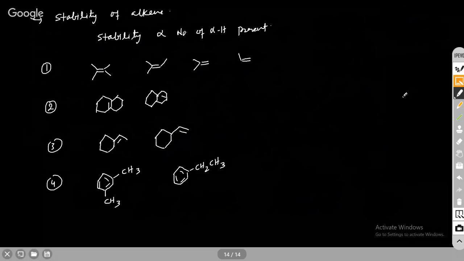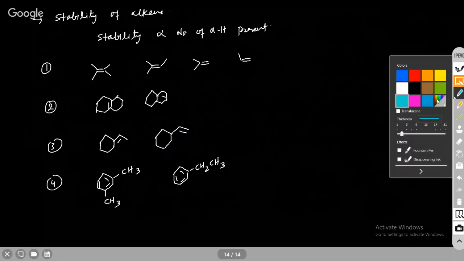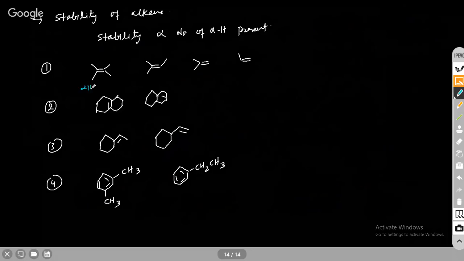Tell me. The first one, number of alpha hydrogen here. How many alpha hydrogen do we have here? 3, 3, 6, 9, 12 alpha hydrogen. The number of alpha hydrogen here will be 9. The number of alpha hydrogen here is 6. The number of alpha hydrogen here is 3. The more alpha hydrogen, the more hyperconjugative structures you can draw, and hence the stability will be more. This is the most stable compound, and then this, and then this.